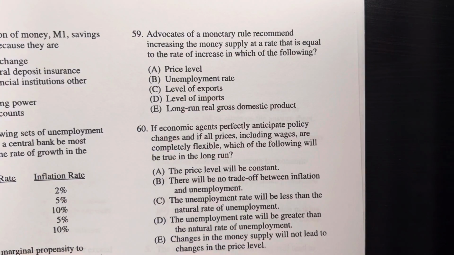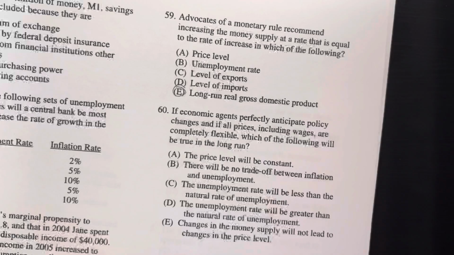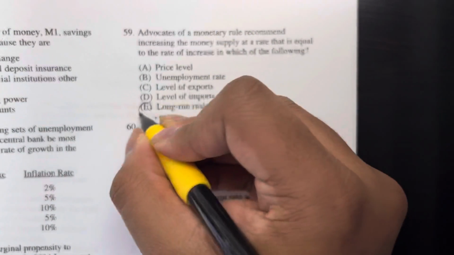59. Advocates of a monetary rule recommend increasing the money supply at a rate that is equal to the rate of increase in which of the following? That would be increase in the long run real GDP. Yeah, that's literally like a fact.